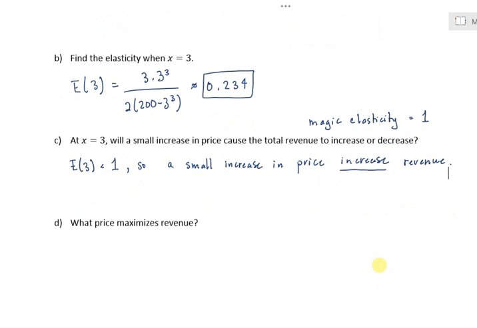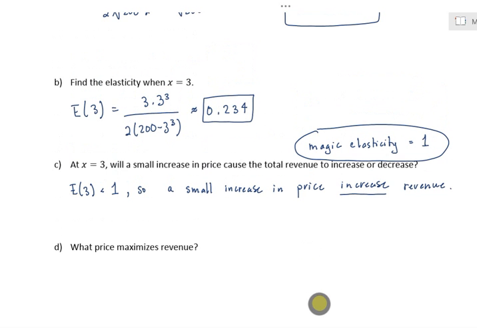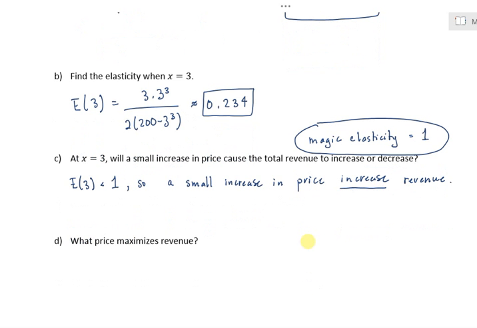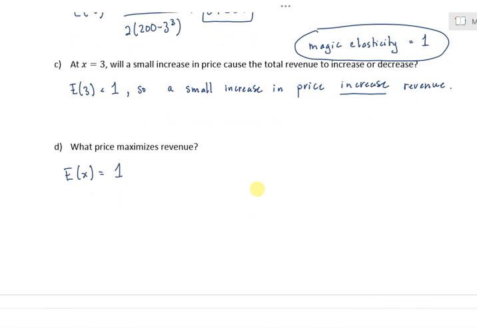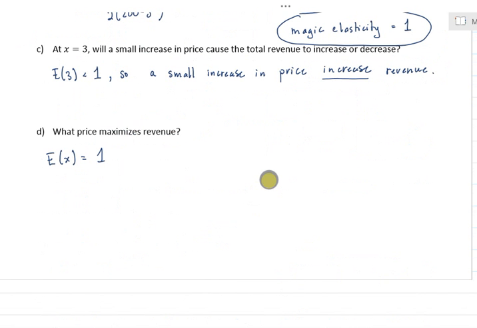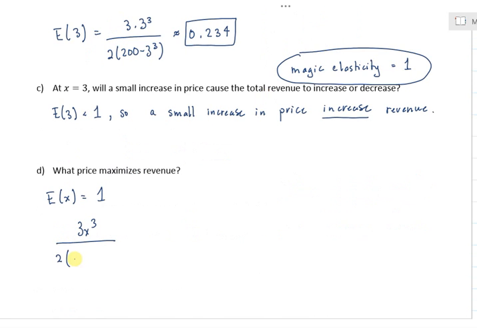And then the price that maximizes revenue for part D is this magic elasticity. So we need to solve this formula. We need e of x equals 1. So that is, sorry I keep forgetting this, 3x cubed over 2 times 200 minus x cubed is equal to 1. So let me continue the algebra over here. I'm multiplying both sides by the denominator, so I get 3x cubed is, and I'm going to go ahead and distribute this, minus 2x cubed.